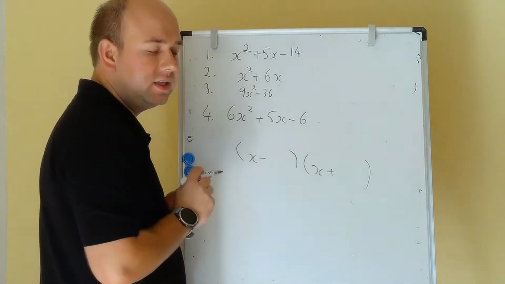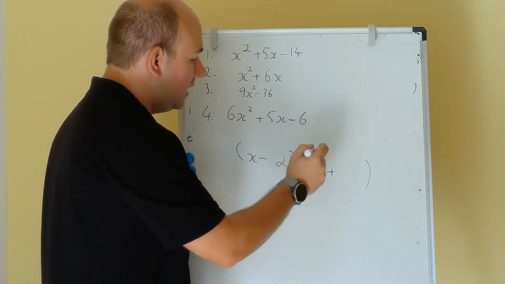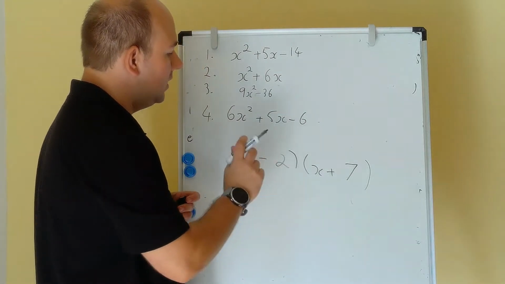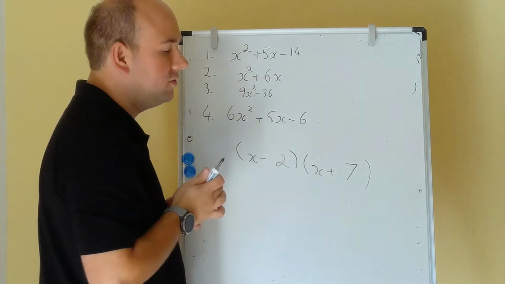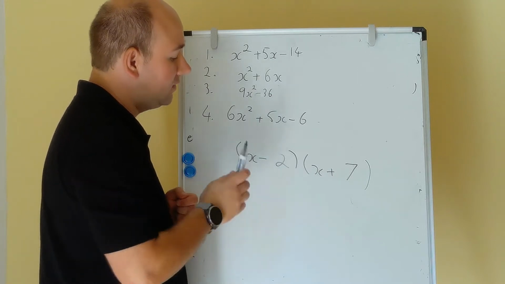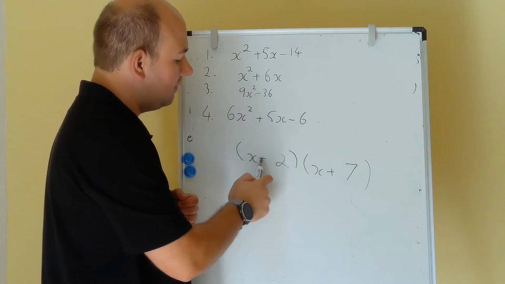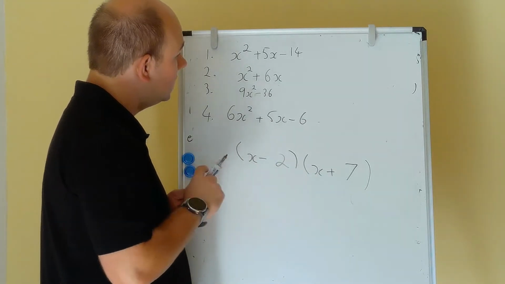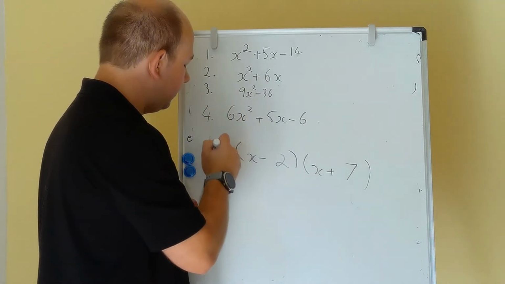With this way of arranging the brackets, we can put the lowest number in the first one, which will be 2, and the second number in the second bracket, which is 7. So this quadratic equation of x squared plus 5x minus 14, when factorised, will form 2 brackets of x minus 2 and x plus 7. So that's our first example, number 1.